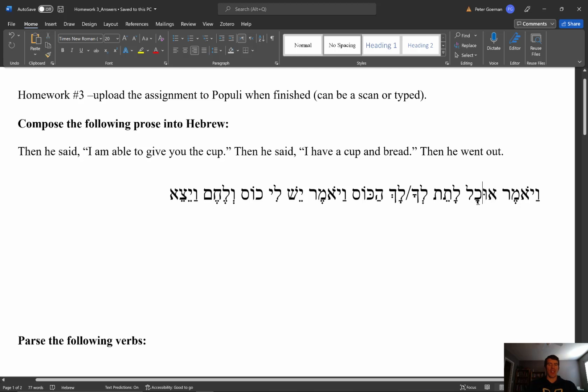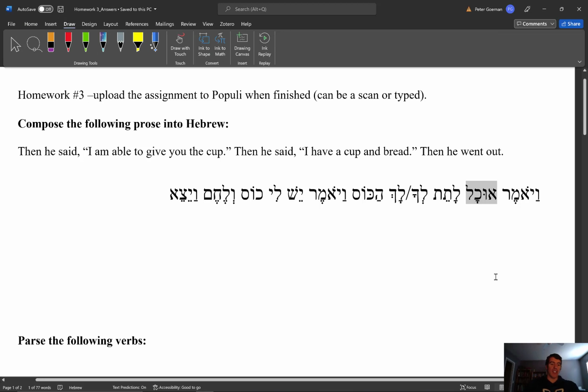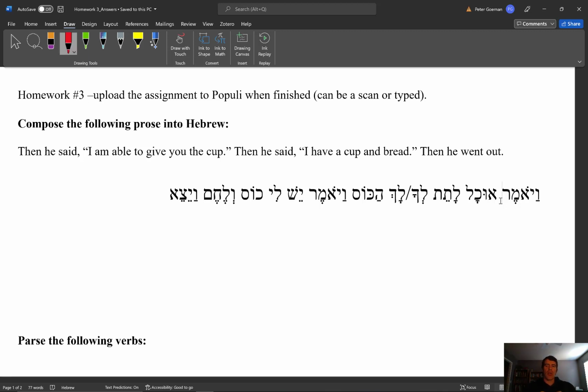So ukal, I am able, and then notice that this is the complementary infinitive. Remember, this is a good verb to learn about infinitives because it basically will complement itself with an infinitive. I am able what? I am able to do something. So let's see if my pen works this time around. Yay! So it does. Notice it needs an infinitive to complete the thought.